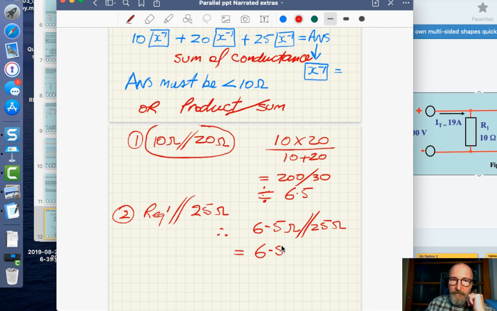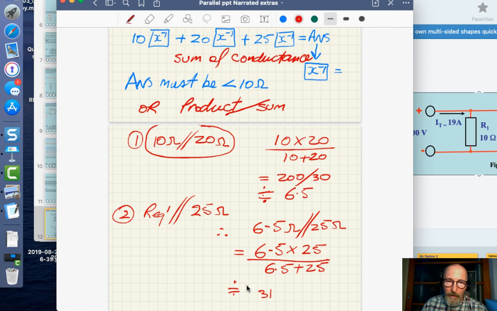6.5 times 25 over 6.5 add 25. All right, 6.5 and 25, I'm just going to call that 31. So again, I'm going to approximate this. So it's going to be something divided by 31.